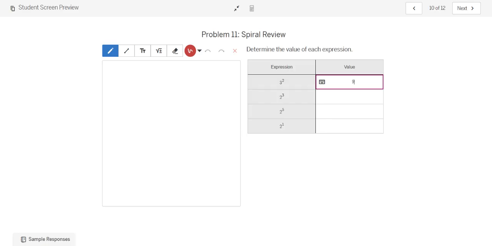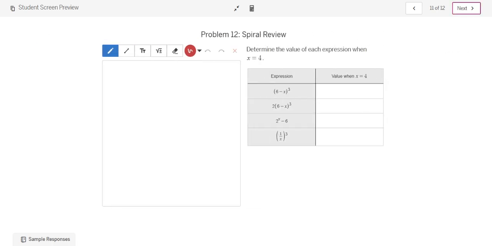Three squared is 9. 3 times 3 is 9. 2 to the third is 8. 2 times 2 times 2. 2 to the fifth is 32. That one's come up a lot here lately, probably on the test. And then if x equals 4, I'd get 2 to the third power, which is 8. I'd get 2 to the third power times 2, so 8 times 2 is 16. 2 to the fourth power is 16, minus 6 is 10. And lastly, 1/4 to the third power is going to be 1 over 4 to the third, which is 64.